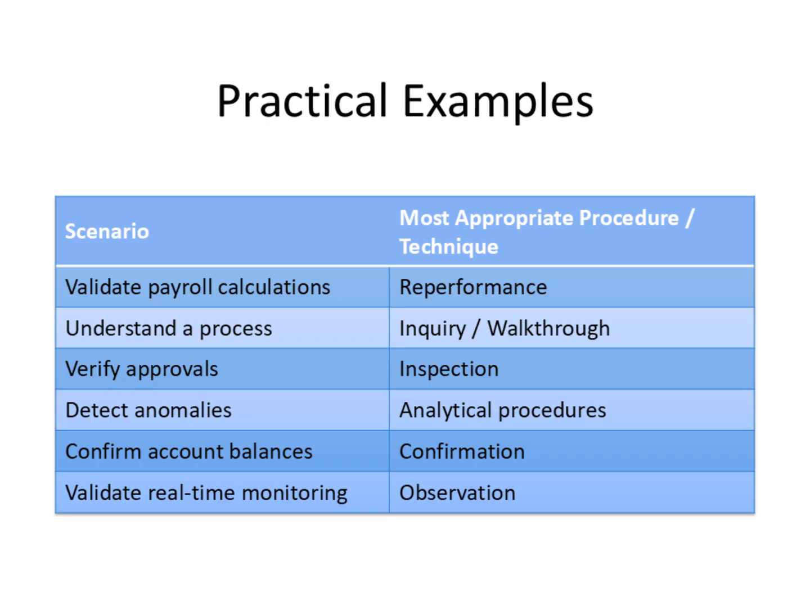or evidence directly. If the goal is to detect anomalies, unusual trends, or suspicious transactions, analytical procedures are commonly used to analyze large volumes of data efficiently. When confirming account balances or independent information, confirmation procedures are used to obtain evidence directly from third parties. And when validating real-time monitoring or operational activities, observation helps the auditor see controls being performed in practice. A key CISA exam concept is that auditors must select procedures and techniques based on the audit objective, the level of risk, and the reliability of evidence required.